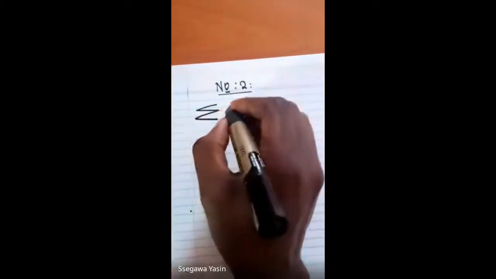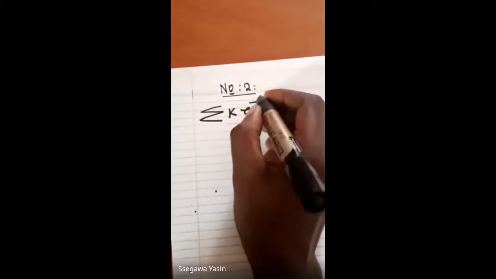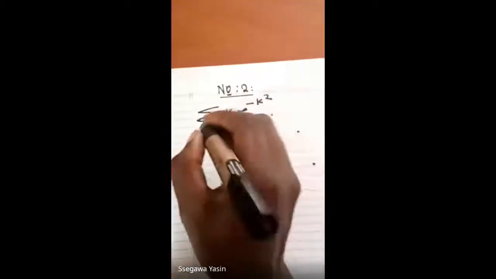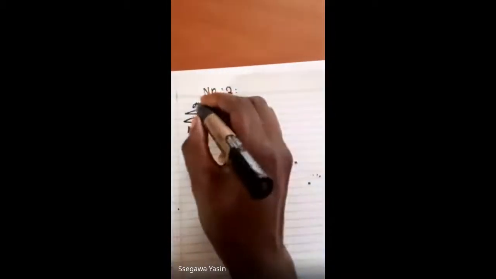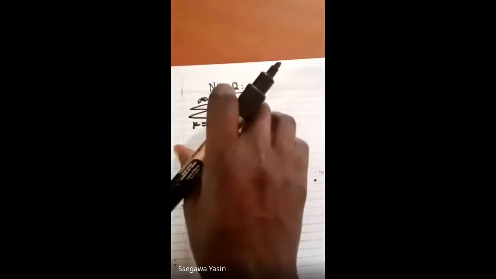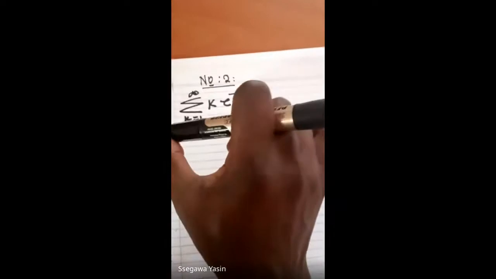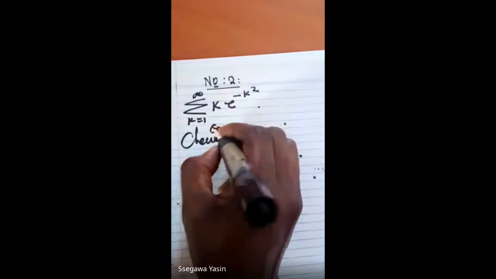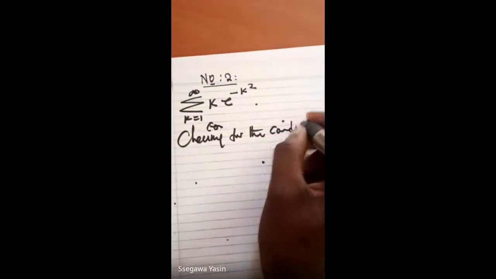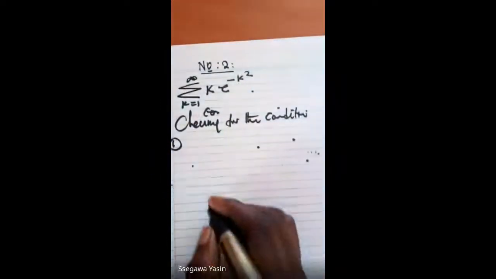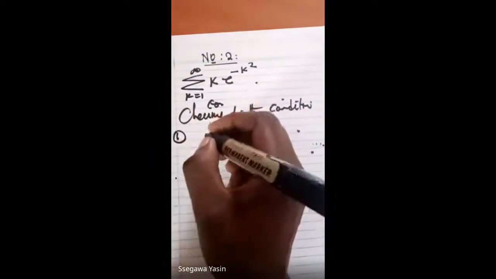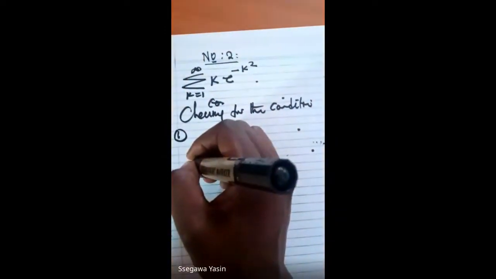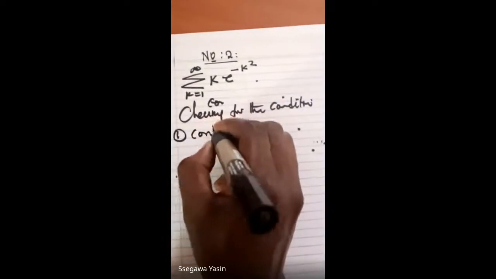When you check out number 2, it is the series given by the sum of k e to the negative k squared, where k moves from 1 to infinity. If that is the case, we can now continue and check a few things here and there. Checking for the conditions. We know the first one is positivity. What can we start with? Let's start with the continuity.